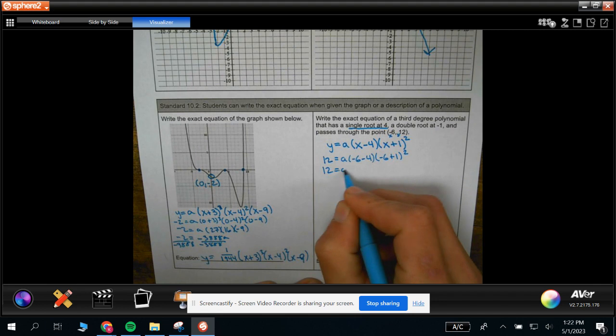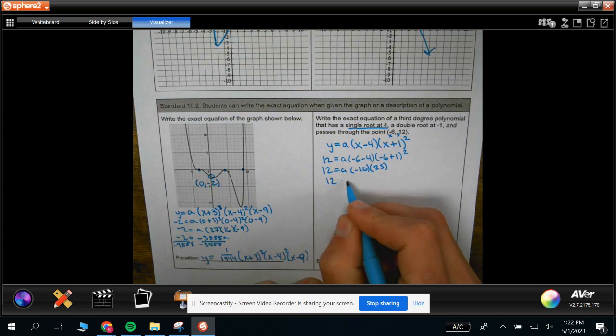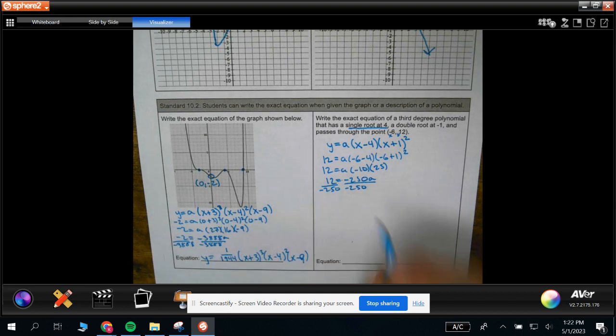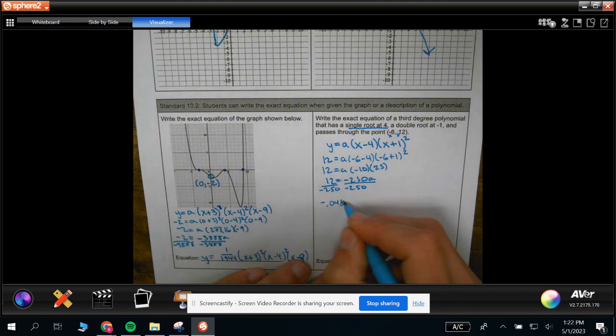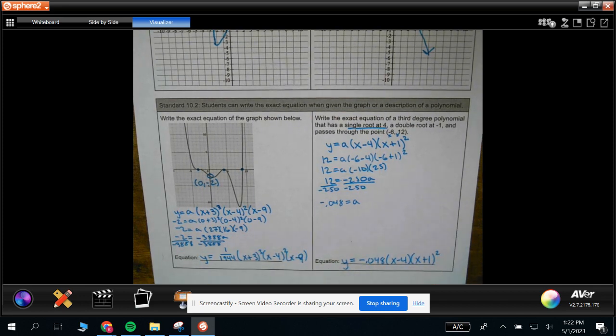So 12 equals a times negative 10. Negative 5 squared is 25. So 12 equals negative 250a. Divide by negative 250. And let's see, 12 divided by 250. We can make this one a decimal. Negative 0.048 equals a. So y equals negative 0.048 times (x minus 4)(x plus 1) squared. That is my final answer.